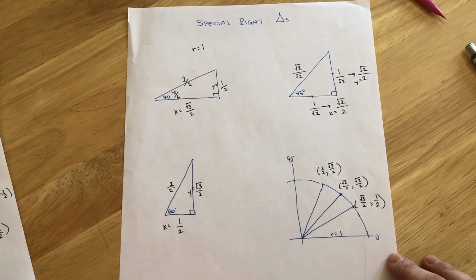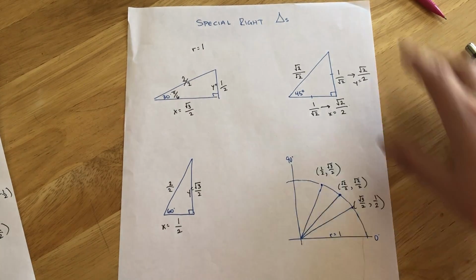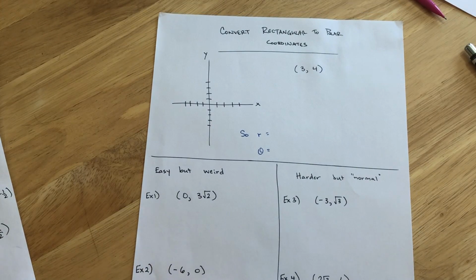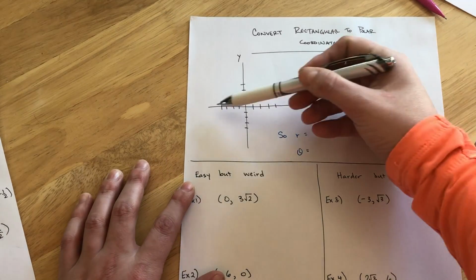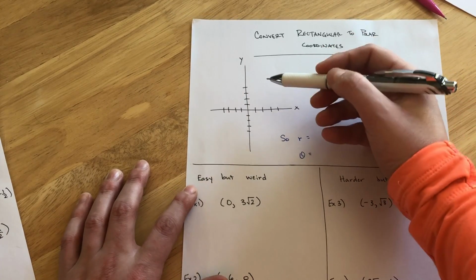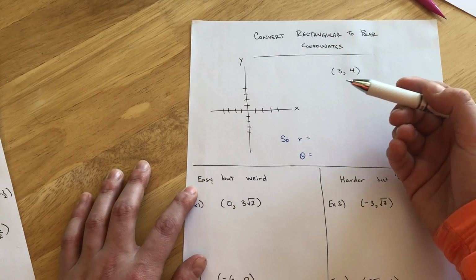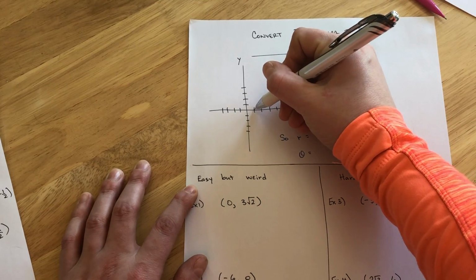That's just a look at the special right triangles from yesterday. We won't need that. Okay, so here we are, taking a look at converting from rectangular to polar coordinates, because on the rectangular plane, of course, we have our x-axis, we have our y-axis, and we can basically turn this into a polar plane by creating circles.